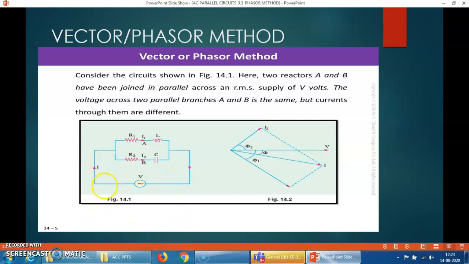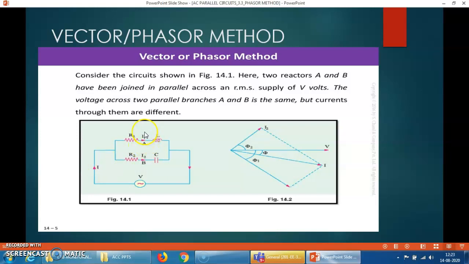See, the total current is divided into the number of branches connected in parallel. In this circuit, two branches are there. So your total current I is divided into two branches, I1 and I2. I1 is flowing through the first branch, through R1 and L, and I2 is flowing through the second branch, through R2 and C. And the vector sum of I1 and I2 will give you the total current I.